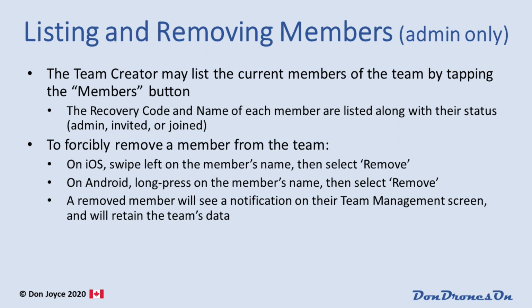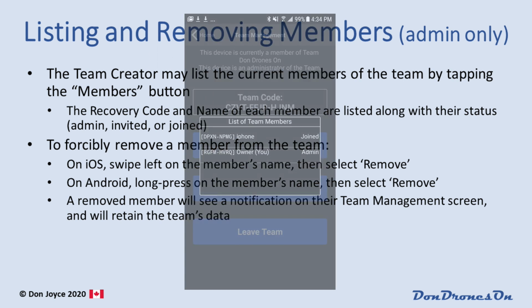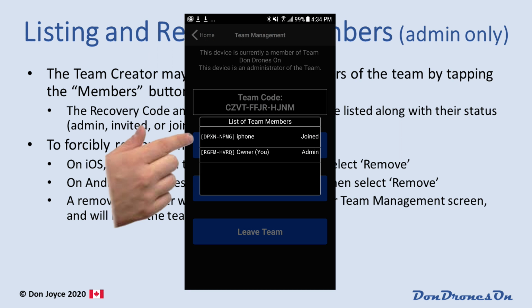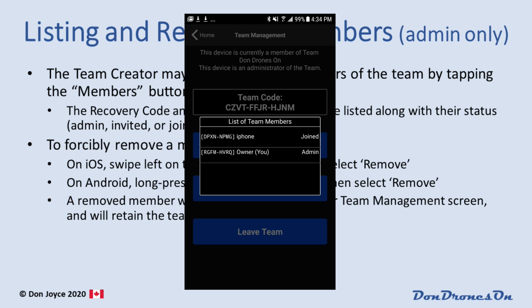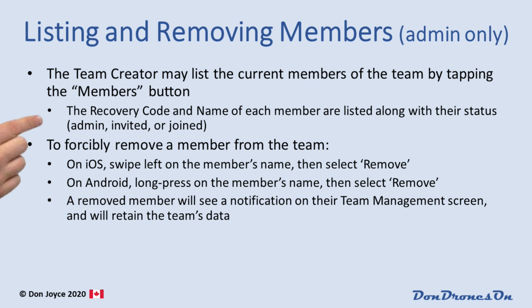The other administrator function I'd like to mention is the ability to list and remove members. So the team creator may list the current members of the team by tapping the Members button on the team management screen. And when you do that, you see the recovery code and the name that you've assigned to each member of the team, along with their status, whether they're an administrator, or have been invited but not yet joined, or actually joined. And on this screen, the administrator or team creator can forcibly remove a member from the team.